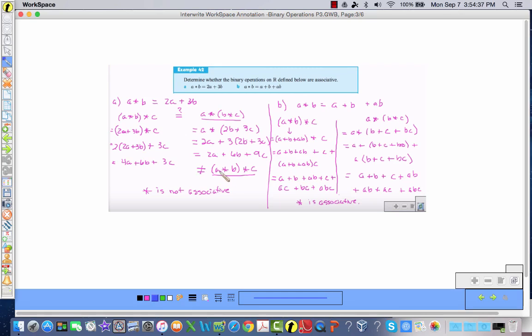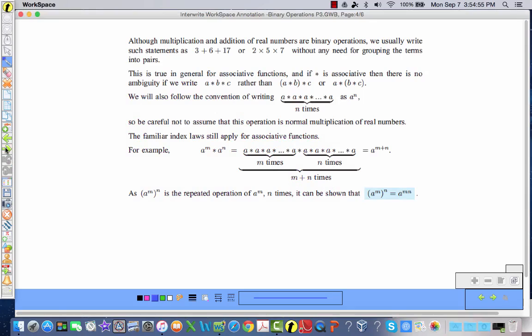See right here, that's not equal. A star B star C with parentheses here was not equal to the other grouping, so this was not associative. Here, A star B star C was equal to A star B star C with the different parentheses. We ended up with the same thing, so they were associative. And that is just to lead into this.